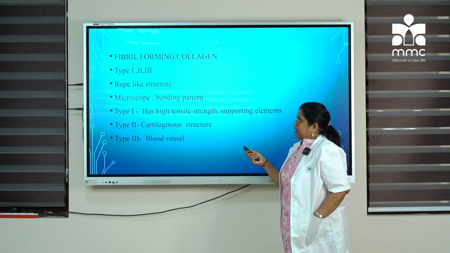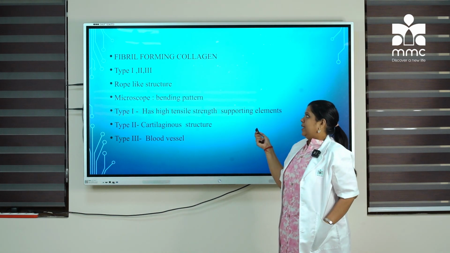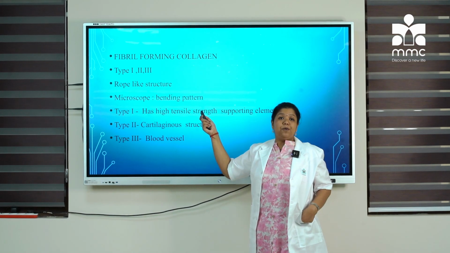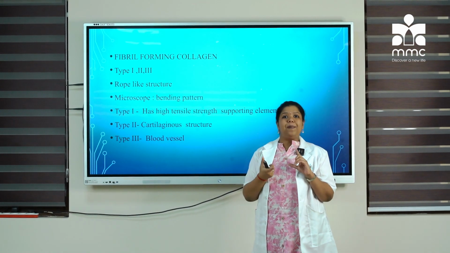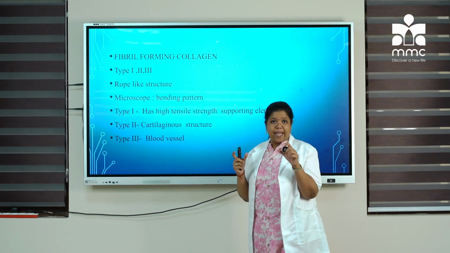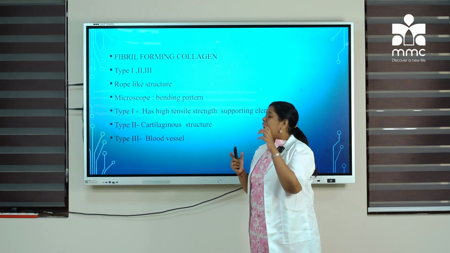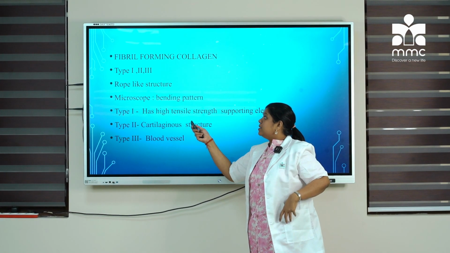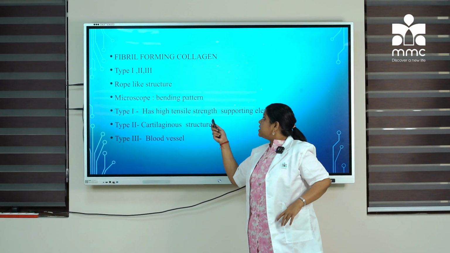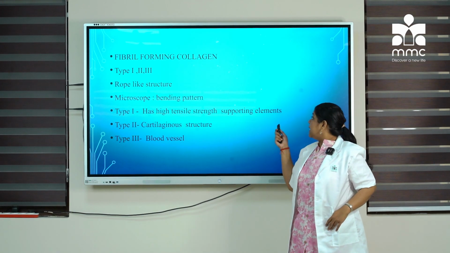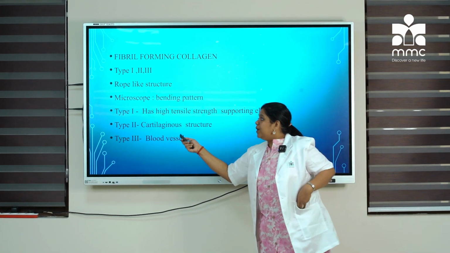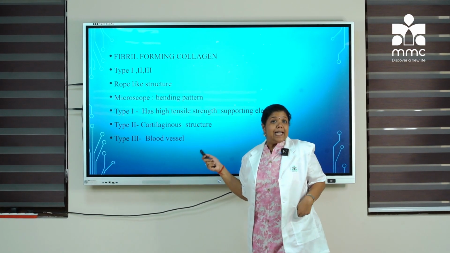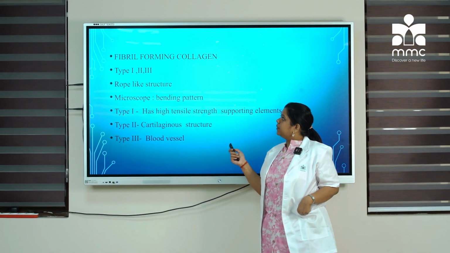The elaboration is the same. Fibril forming collagen consists of type 1, type 2 and type 3. It is a rope-like structure, and under the microscope we can view it in a banding pattern. Type 1 has high tensile strength and is a supportive element. Type 2 is seen in cartilaginous structures and type 3 is seen mainly in blood vessels.